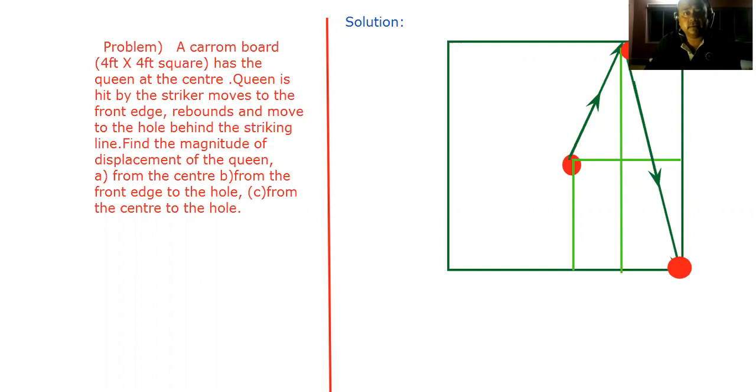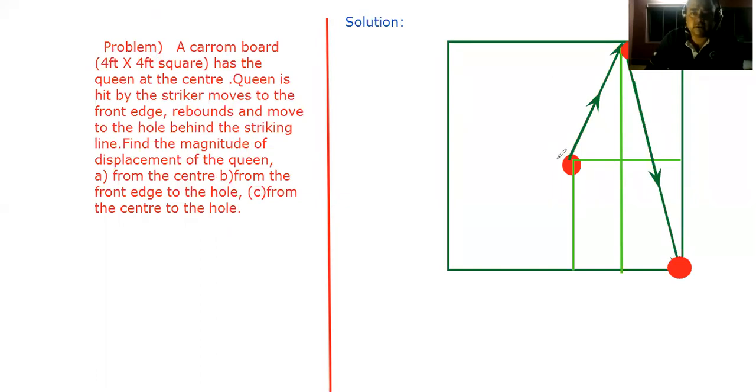I want to discuss a very interesting problem from a famous book of Professor HC Verma, Concepts of Physics. The question states that a carrom board, 4 feet by 4 feet square, has the queen at the center. The queen is hit by the striker, moves to the front edge, rebounds, and moves to the hole behind the striking line. Find the magnitude of the displacement of the queen from the center to the front edge, from the front edge to the hole, and from the center to the hole. So this is the numerical.